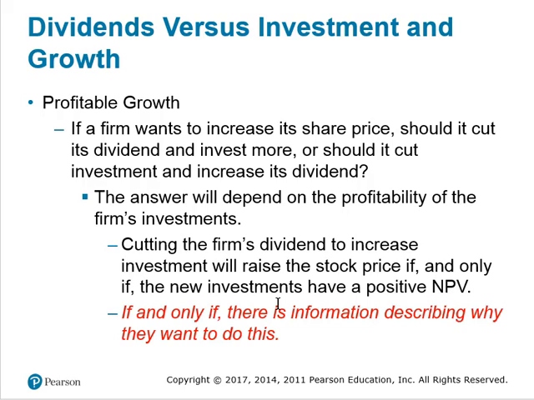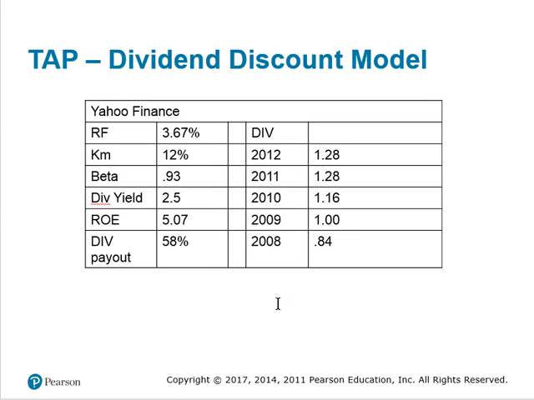So again, this moral of the story is true if and only if there is information about why they want to increase value. I've gathered some information about Molson Coors. The ticker symbol here is TAP. I have the risk-free rate, the rate of return on the stock market, the beta for Coors, and their dividend yield, which I got from Yahoo Finance. I also got return on equity and dividend payout from Yahoo Finance, and these dividends I gathered from a historical download of dividends over the past several years. I did this from 2008 to 2012.